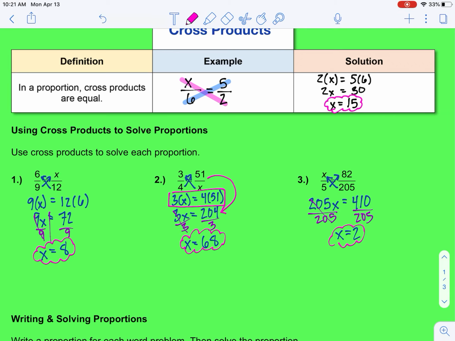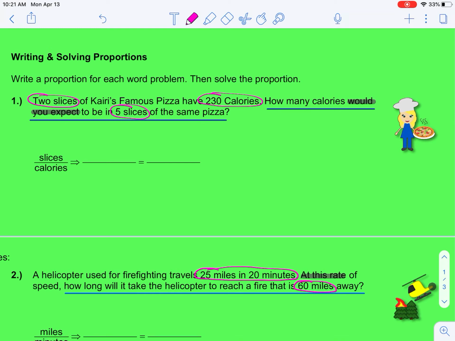In our word problems, number 1: 2 slices of Kari's famous pizza have 230 calories. How many calories would you expect to be in 5 slices of the same pizza? To make this prediction, we're going to use proportions. It's easy for me to remember that because predictions and portions go together with the alliteration. The first thing I notice is the two things that I'm comparing are slices and calories. You'll notice that I have that on the screen already. It's kind of like when we're talking about rates, because that's what a rate is.